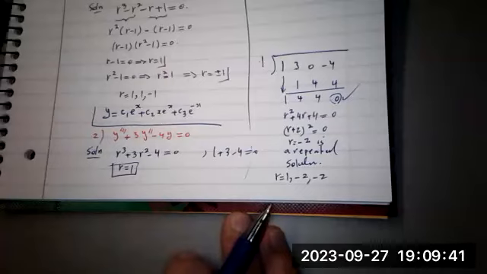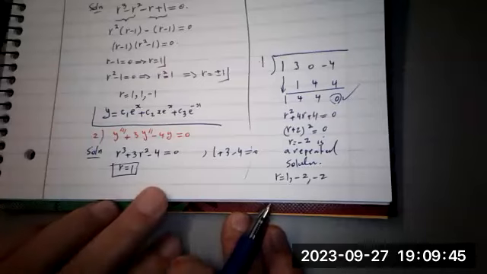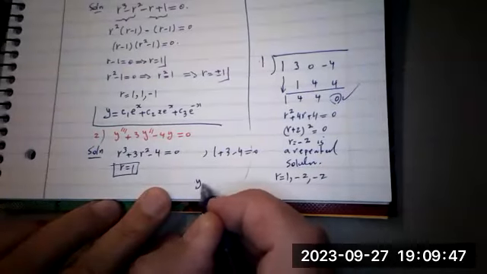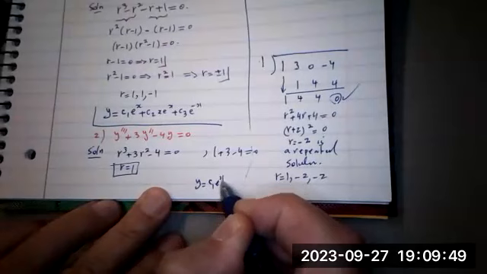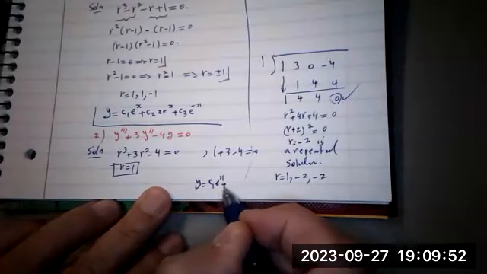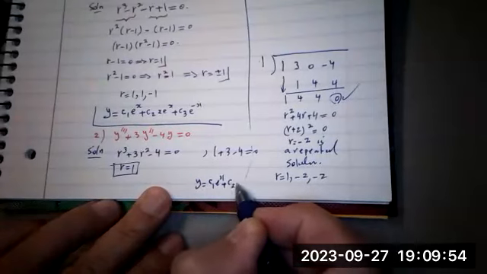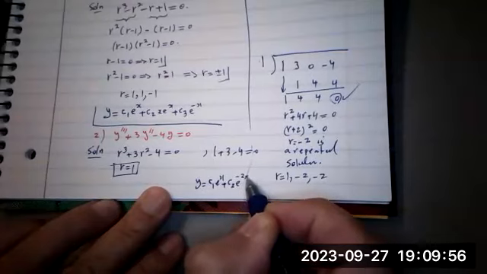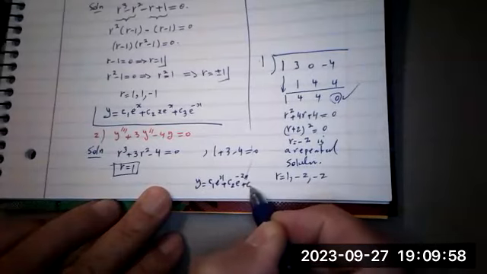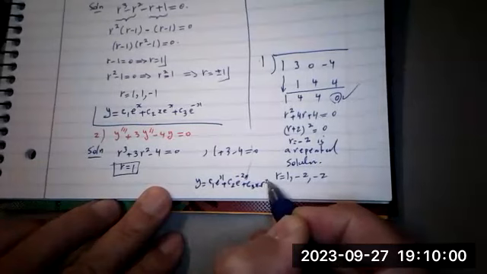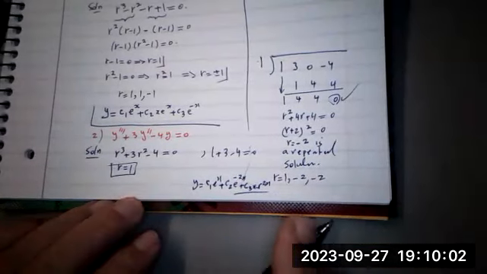Okay, so now we can have the solution. What's the solution now? C1 e to the x plus C2 e to the -2x plus C3 x e to the -2x. So that would be the solution.